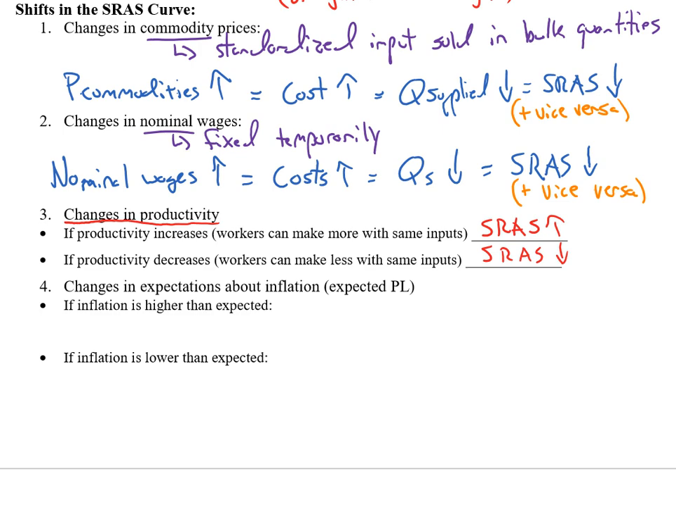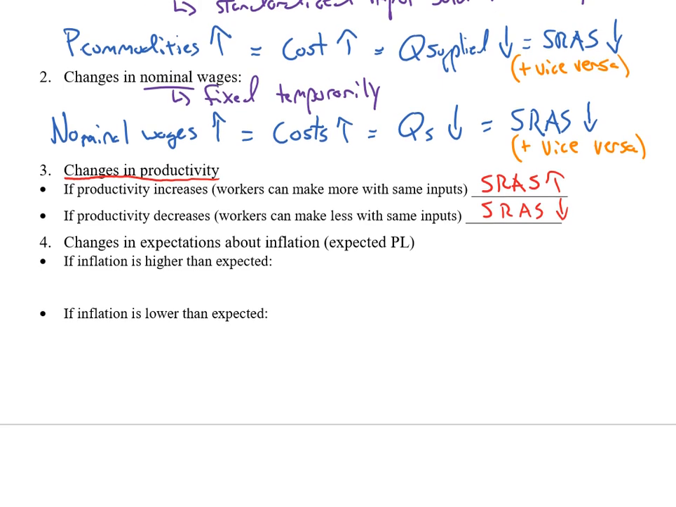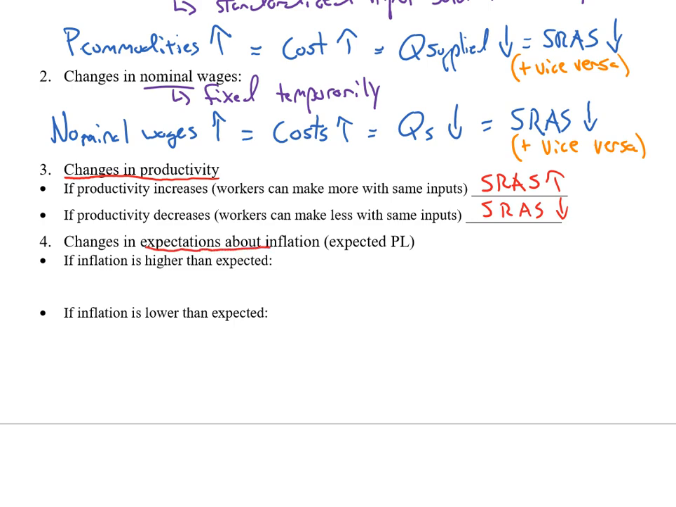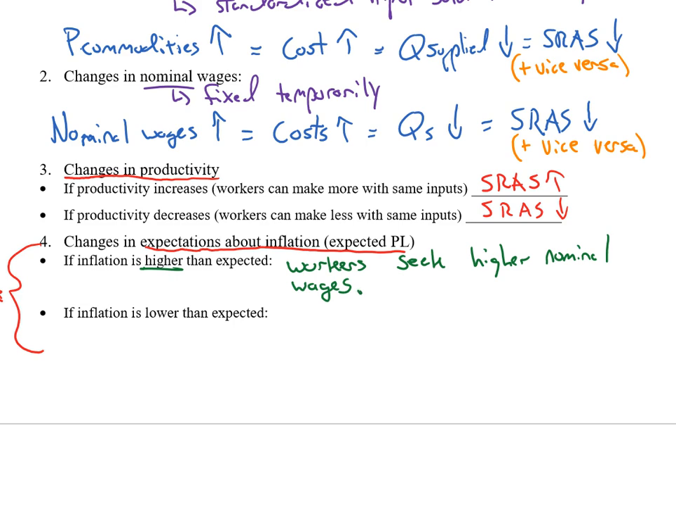And finally, one that is maybe the most difficult to understand, but might be the most important one, is changes in expectations about future inflation or future price levels. And I really want to stress the importance of this one. If inflation is higher than expected, workers will seek out higher nominal wages. This will lead to the short run aggregate supply curve going down.